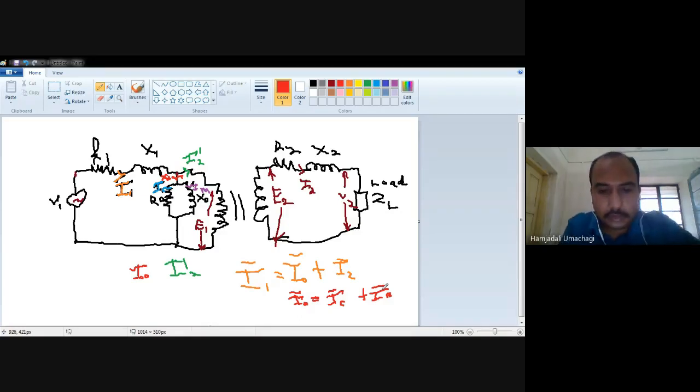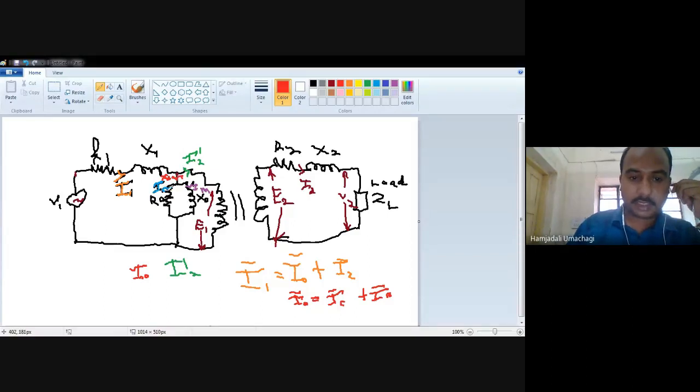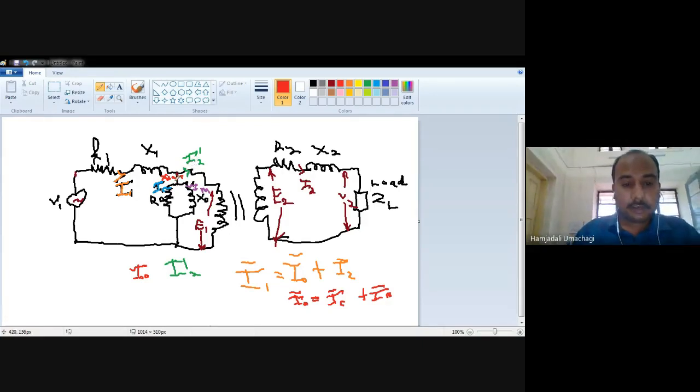Is it clear to all of you now how we are getting this expression? So I1 is the vector sum of I0 plus I2 dash. I0 is the no load current that is flowing through the magnetizing branch. The magnetizing branch is the parallel combination of R0 and X0. So the current flowing through R0 is IC, and the current flowing through X0 is IM. And I0 is the vector sum of IC and IM. Is it clear, all of you?